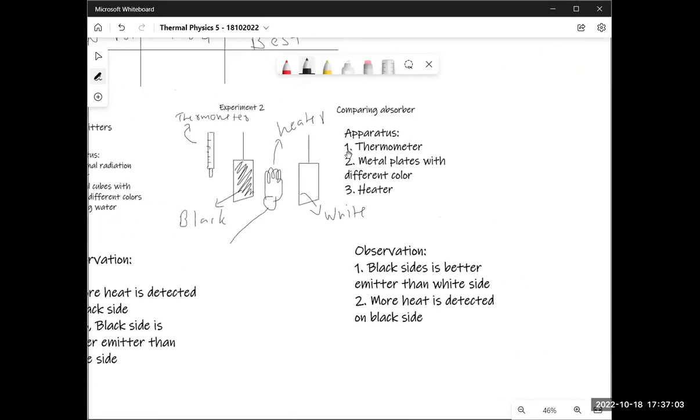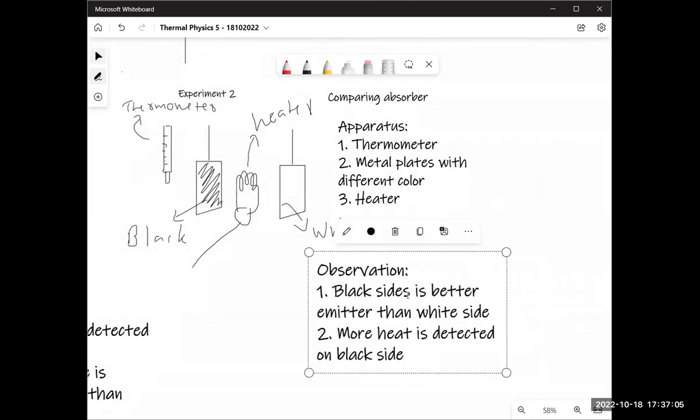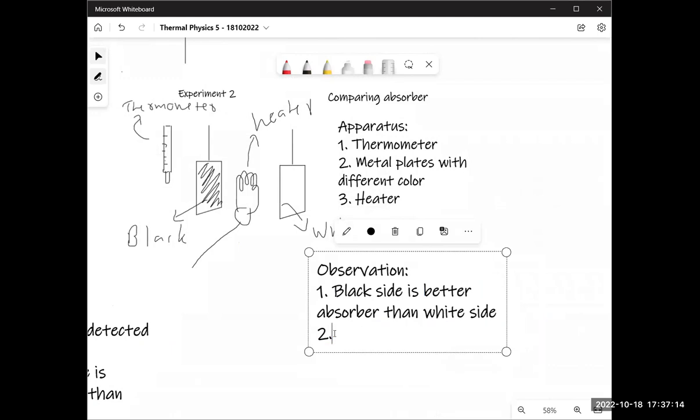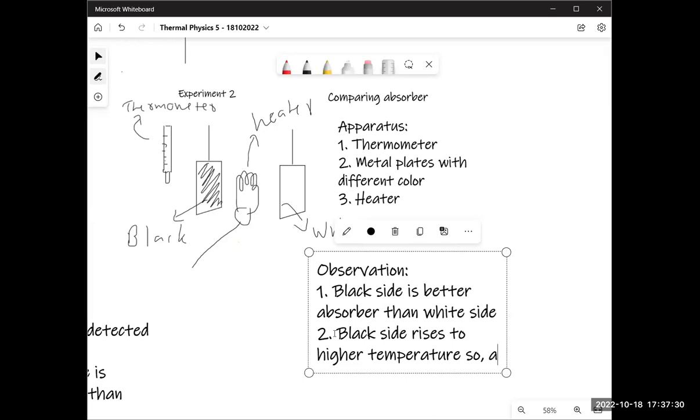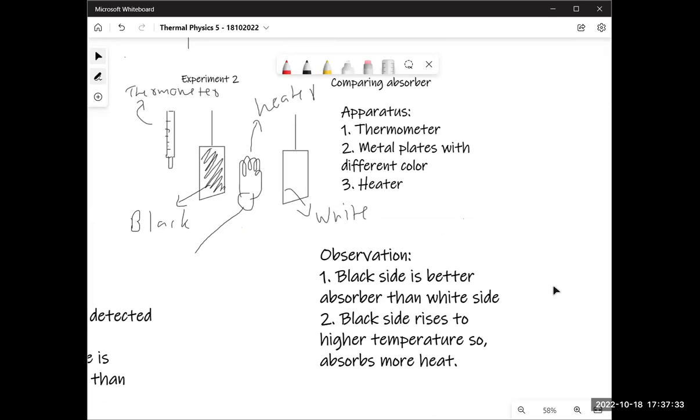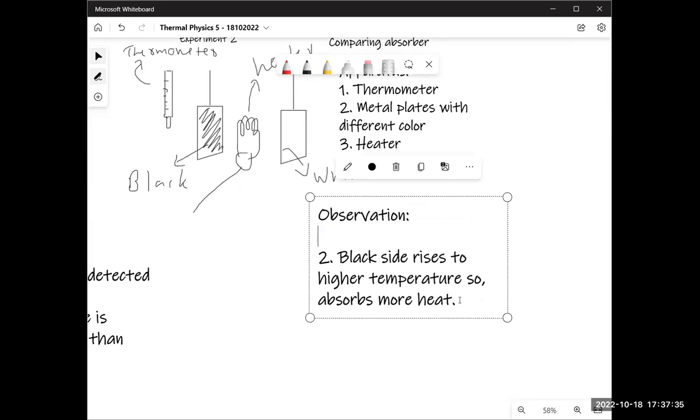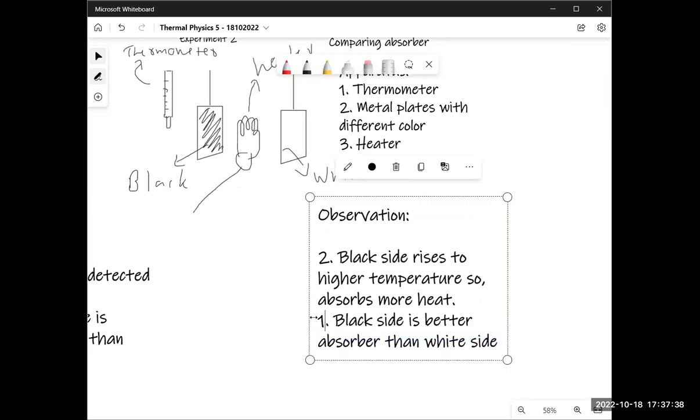Okay, yes. So the observation will be: black side is a better absorber than white side. Black side rises to a higher temperature, so it absorbs more heat. Let's take this part below here. This is part 2, step 2, 1.